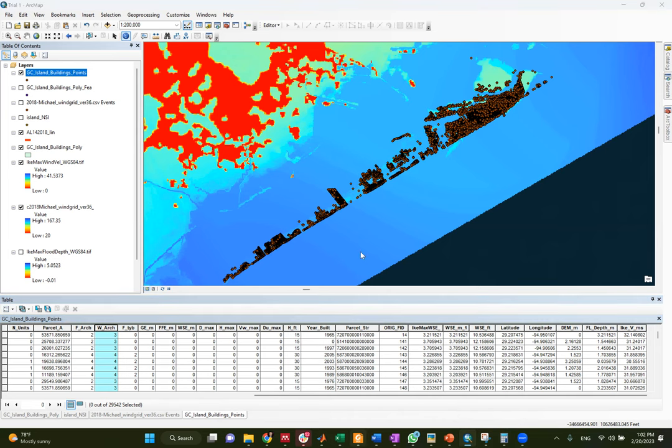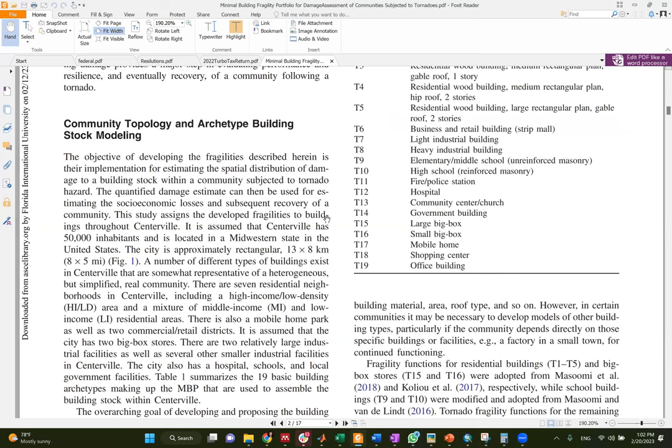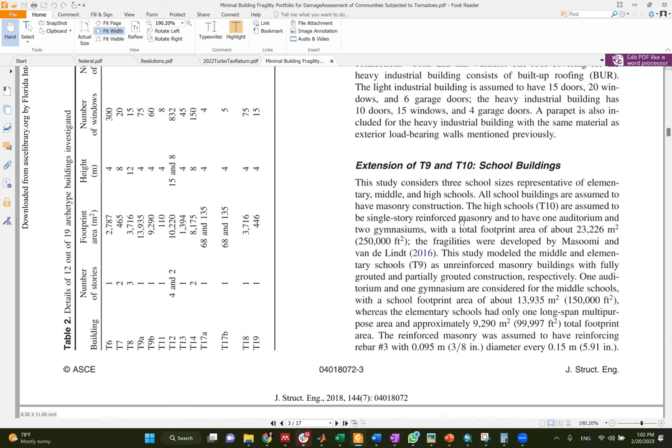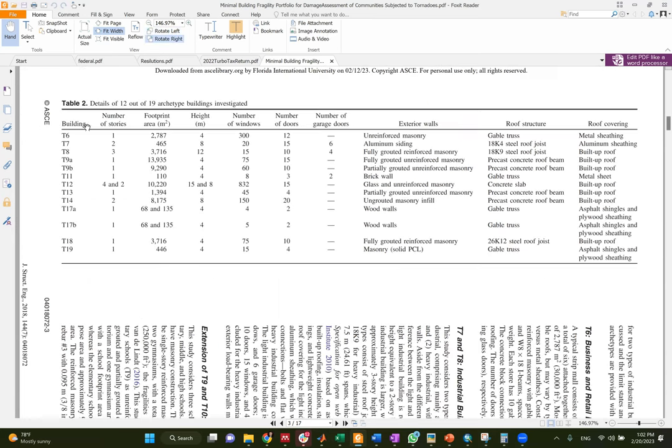Okay, let's get back here. Yeah, so here they have more information. They tell you, let's rotate this, rotate to the right. So for archetype number 6, this is the number of stories, this is the footprint area, this is the height, number of windows, number of doors. So they tell you everything about these archetypes.